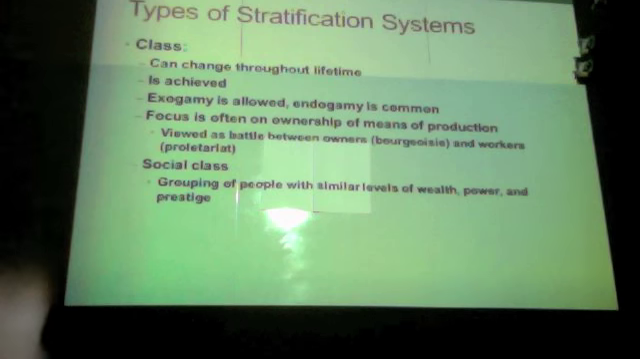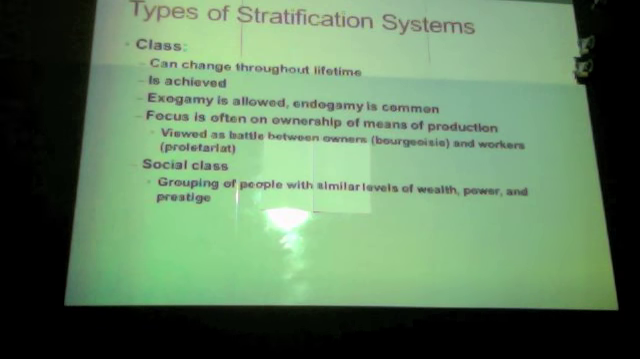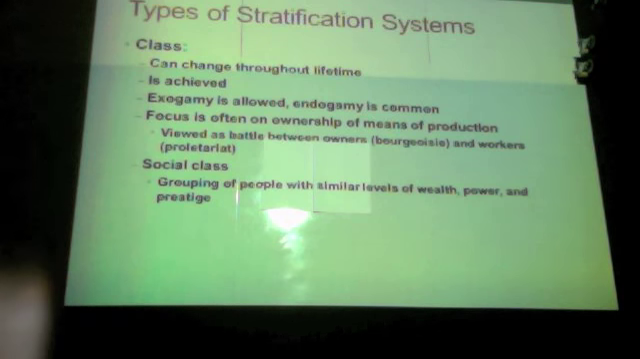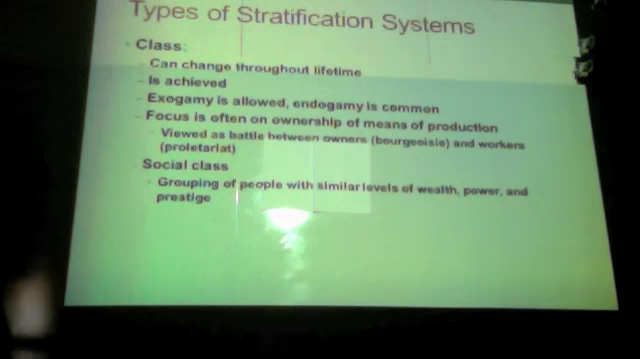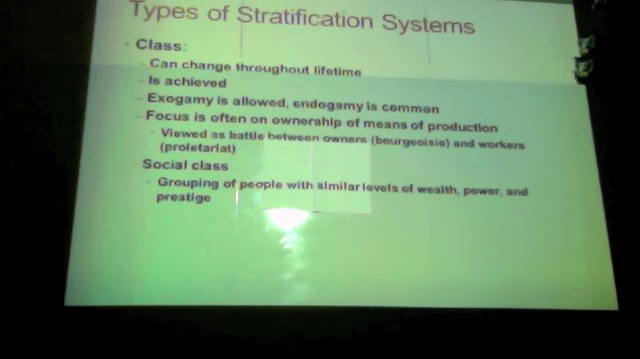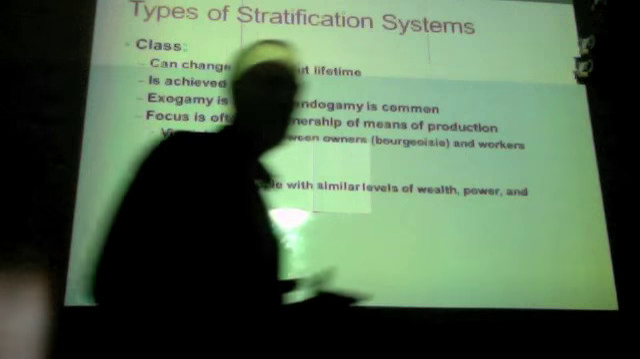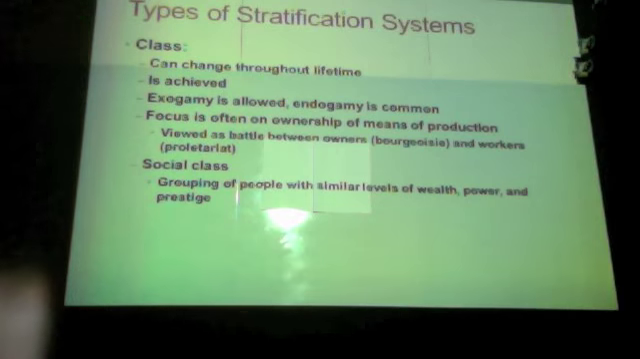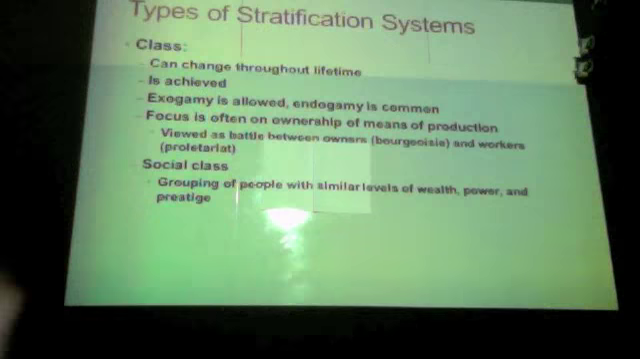Now, in a class system, because there is the ability to move up and down, and because it is something of a discussion in our societies, we talk about social class. We try and figure out how people get grouped. And what we typically do in our society to determine social class is we look at how people are grouped based on levels of wealth, power, and prestige, which we will talk about in just a moment here.